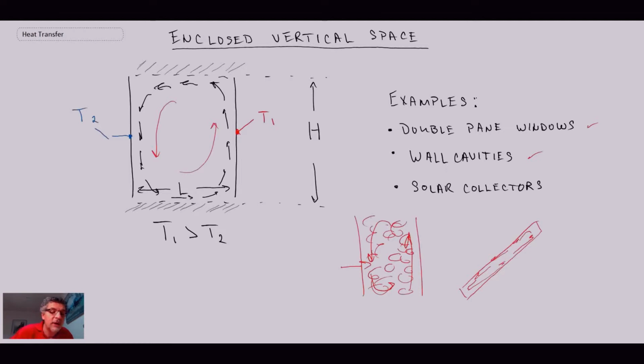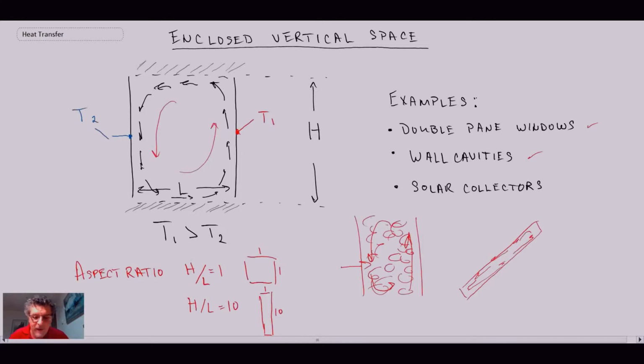Now it turns out there are a number of different correlations, and they vary by the aspect ratio. The aspect ratio here is defined as H over L. You can imagine that if H over L is 1, we're looking at a square cavity, and if the aspect ratio is 10, it would be 10 times the height relative to the width, so that would be 1 there and 10. This is 1 to 1, so that would be an aspect ratio of 1.